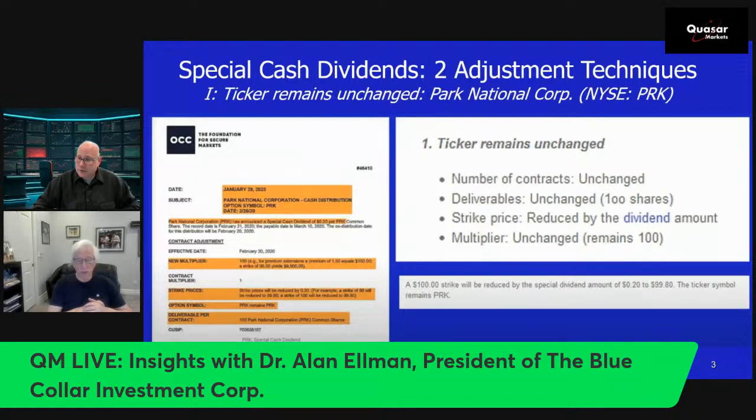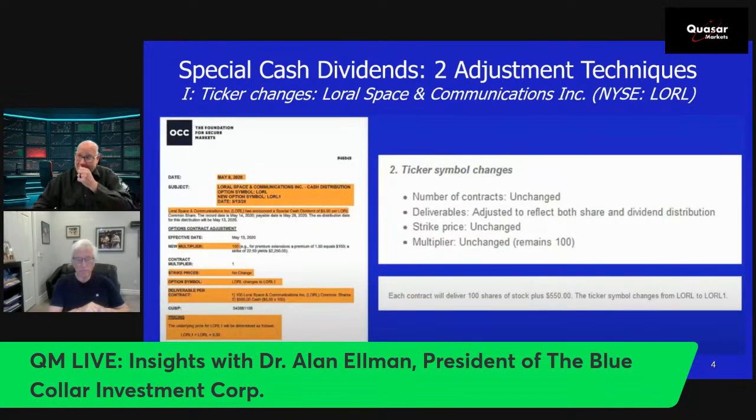Right. So in this particular case, the ticker symbol was unchanged, the deliverable stayed the same, and the strike prices were reduced by the dividend amount, which in this case was 20 cents a share. Awesome. Like I said, I definitely did not know that one for sure. And again, it applies only to these special cases.